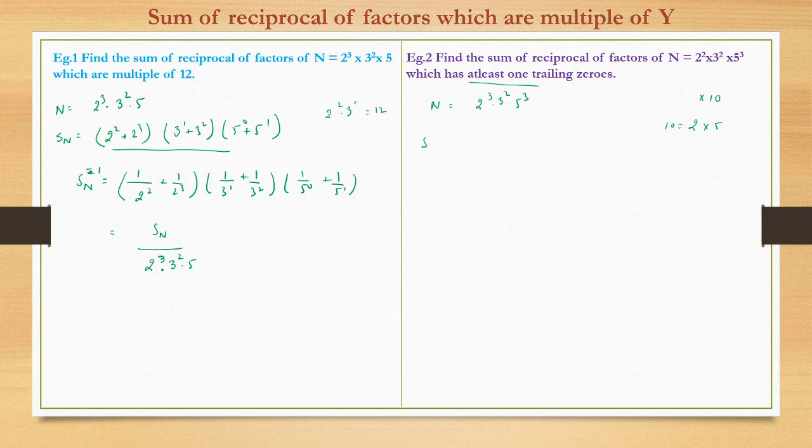So if we were to find the sum of such factors, 2 can have all the powers greater than or equal to 1, up to 3: 2 raised to power 1, 2 raised to power 2, plus 2 raised to power 3. 3 can have all the powers from 0. There's no restriction on 3 from here.